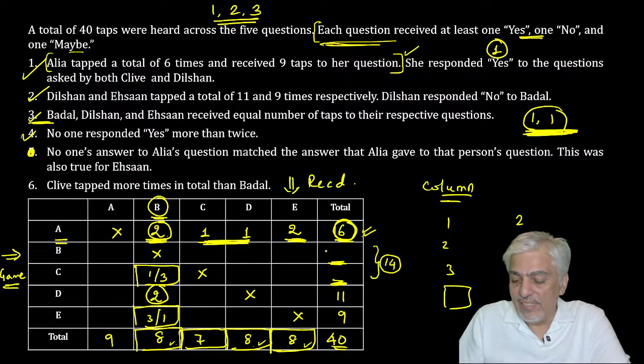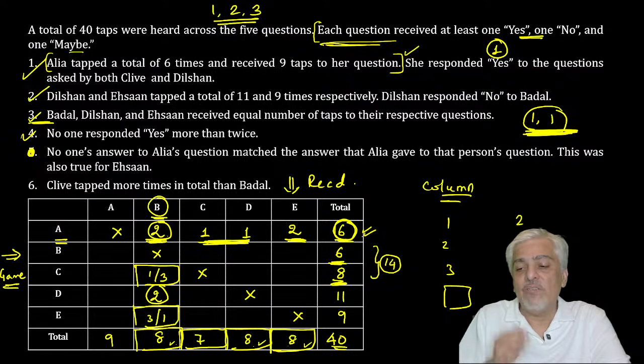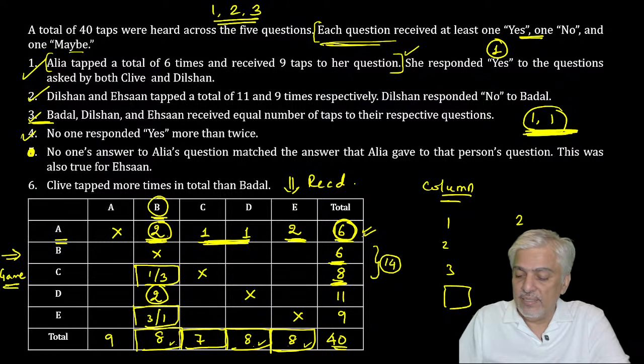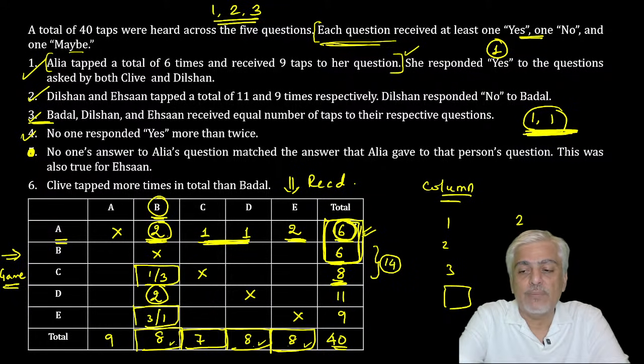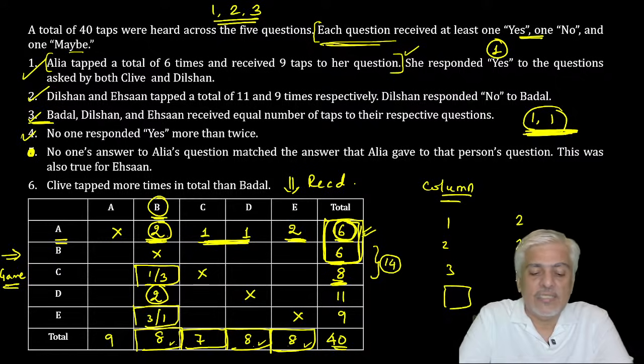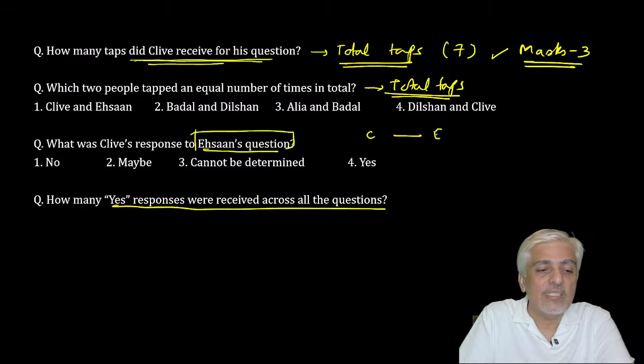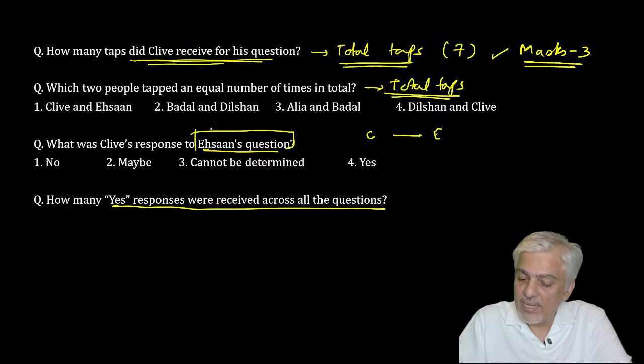That means Badal will get 6 and Clive will get 8 over here. And we have answered our second question also. Alia and Badal are the two people who got the same number of taps. So hence, second question also done. 3 more marks done. This is Alia and Badal. 3 more marks done.